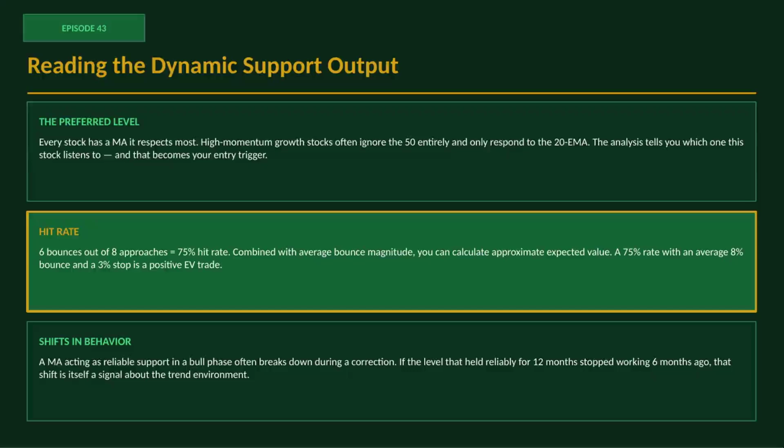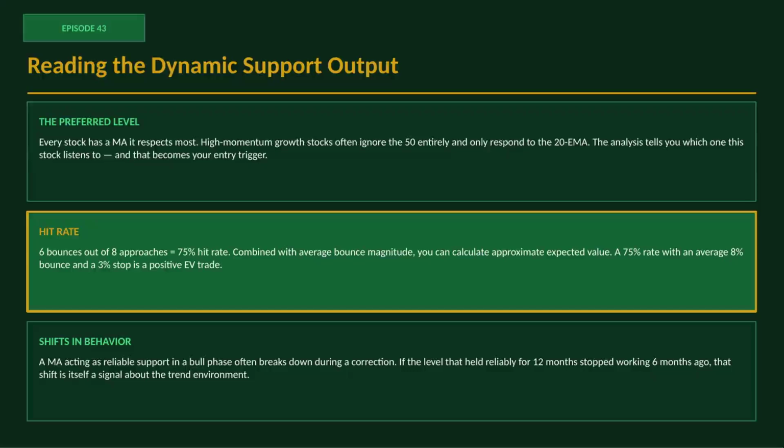Hit rate. If price bounced off the 50-day SMA 6 out of 8 times over the past year, that is a 75% hit rate. Combined with the average bounce magnitude, you can calculate an approximate expected value for entries at that level. A 75% success rate with an average 8% bounce and a stop 3% below the average is a positive expected value trade. Trend changes in behavior.